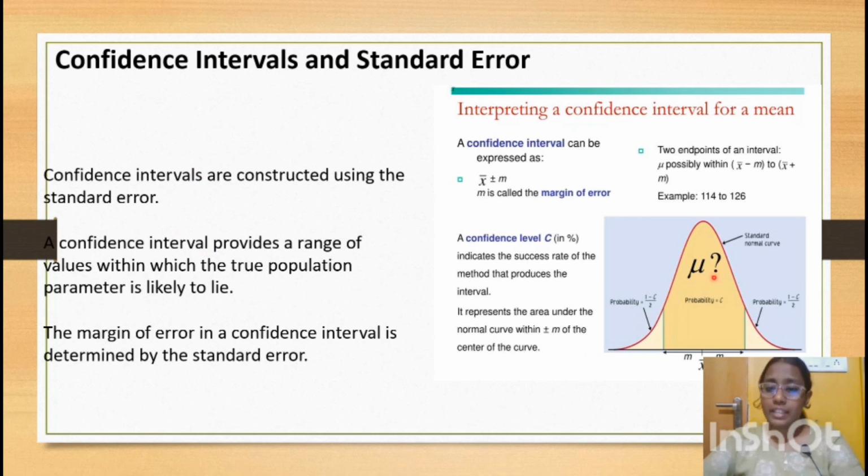Here is an example given, where the interval is 114 to 126. Mu is the center of the curve. The probability in the area outside these two points is 1 minus C over 2. This curve is known as the standard normal curve. The distance between these two points is x bar minus m to x bar plus m.